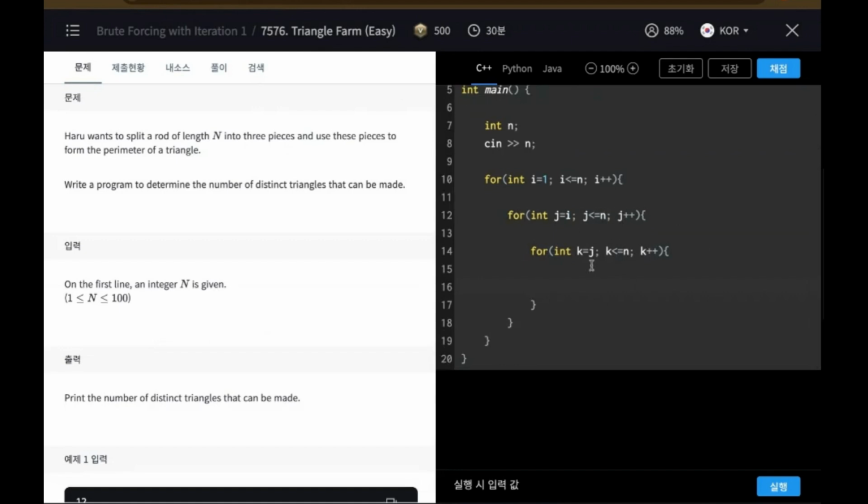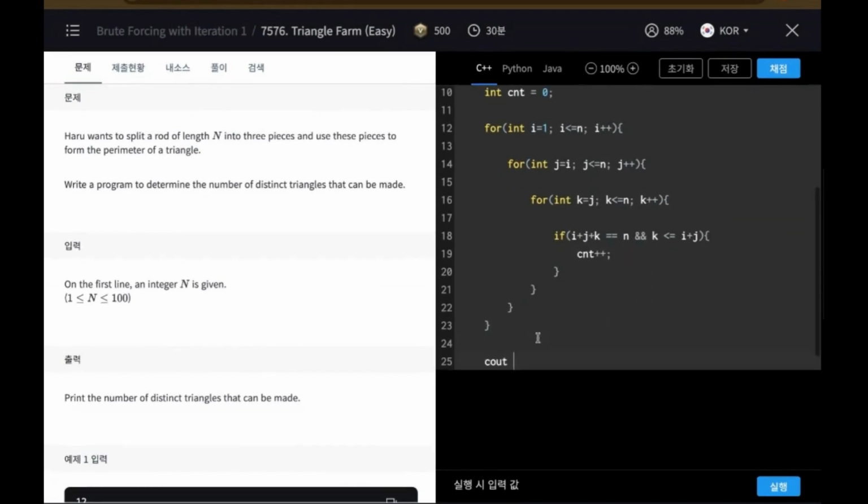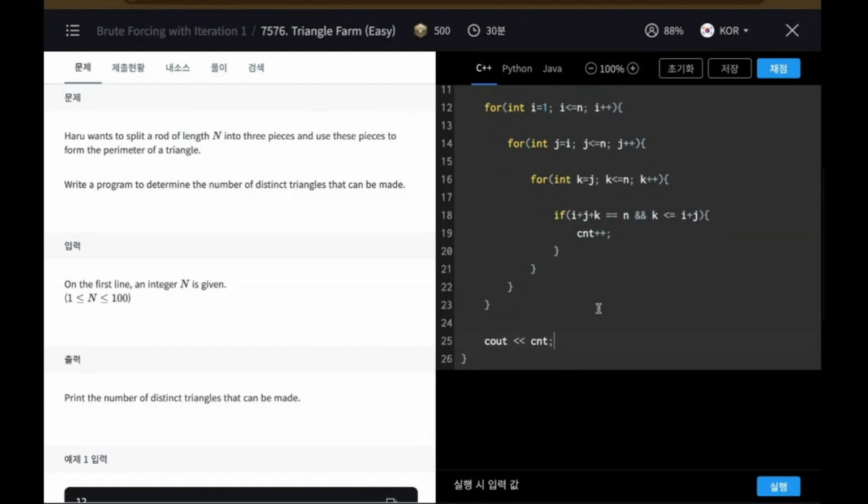Here, k is guaranteed to be greater than or equal to i and j, meaning this is the maximum. j is guaranteed to be greater than or equal to i. It's the second largest, and i is going to be my minimum. So here, if i plus j plus k is n, and k is less than or equal to i plus j, then it can be a triangle. So I'm going to keep a counter variable here. If it can be formed as a triangle, I'm going to increase the counter. And all I have to do is simply print out that counter here.